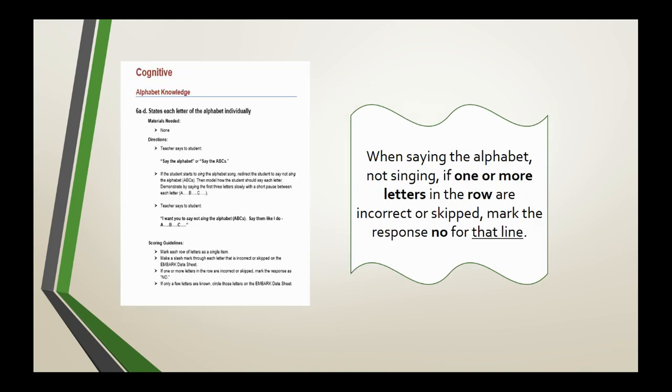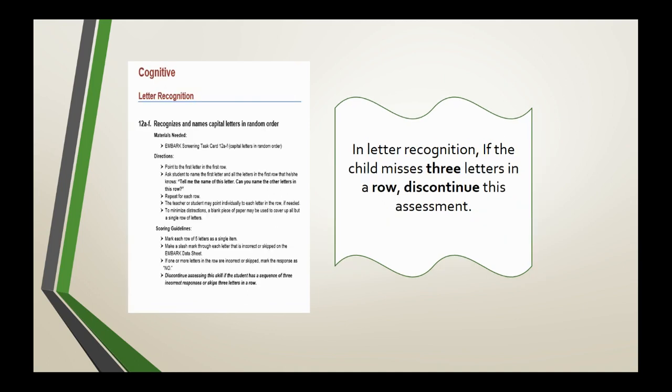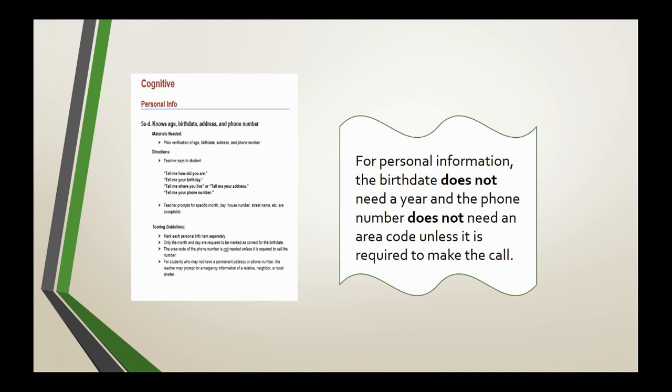When saying the alphabet, they should not sing, but when you're scoring, if one or more letters in a row are incorrect or skipped, then the response is no for that line. In letter recognition, if a child misses 3 letters in a row, discontinue this assessment. On personal information, the child's birth date does not need a year, and the telephone number does need an area code if the child needs it to make a call.